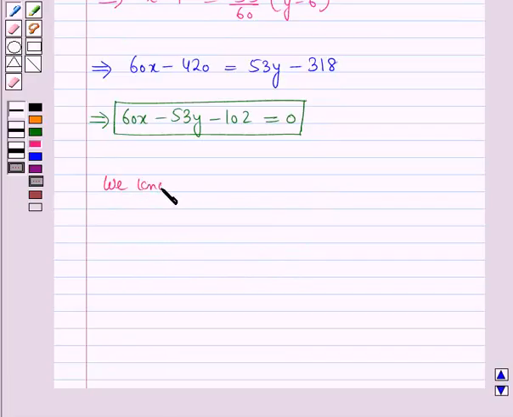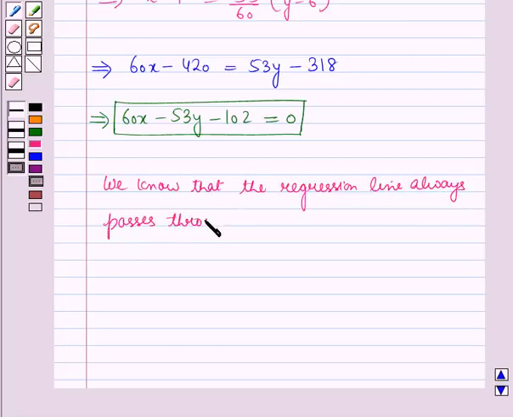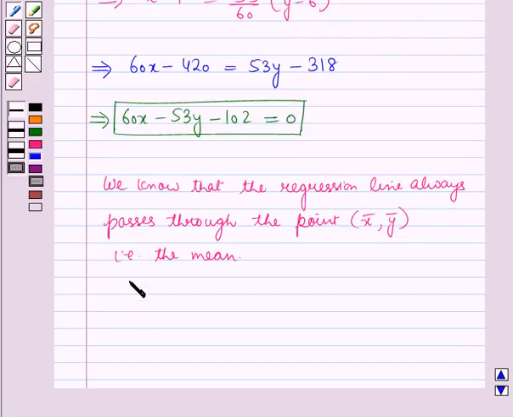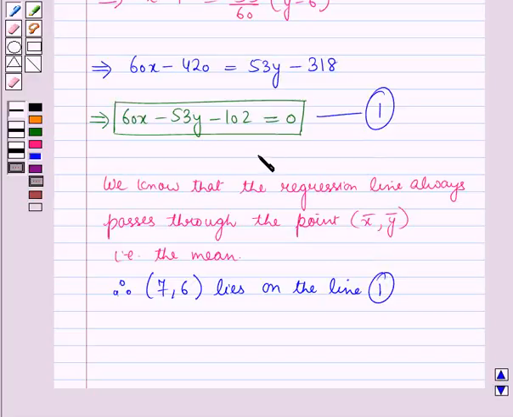Now we know that the regression line always passes through the point x bar, y bar, that is the mean. So here x bar is 7, y bar is 6. Therefore, the point 7, 6 lies on the line, that is on this line, which is given by equation number 1. Now for any value of y, we can find out the corresponding value of x by this equation.